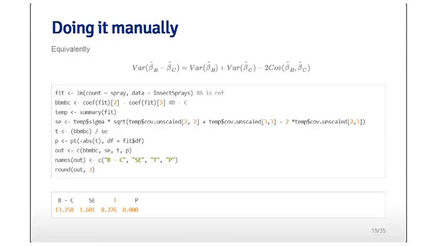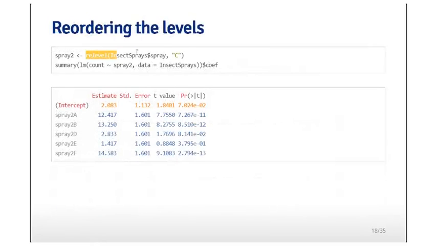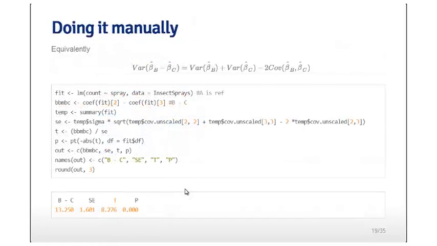Of course, that's not how you want to do it, right? You just want to re-level it so that C is your reference level. It's so much faster. But anyway, I don't know, this trick comes in handy for me sometimes.